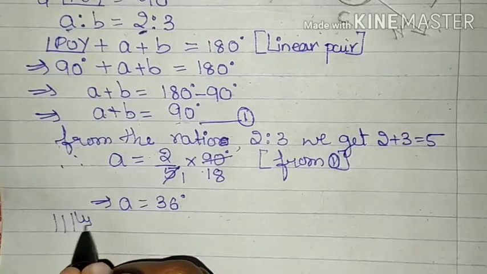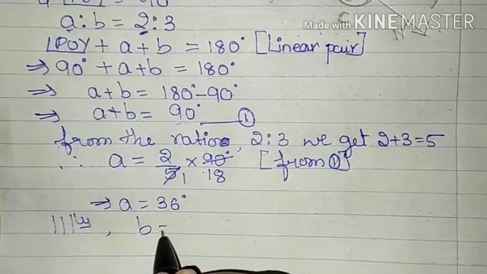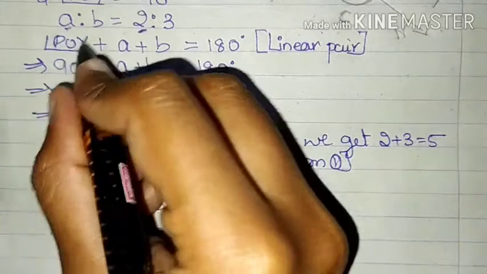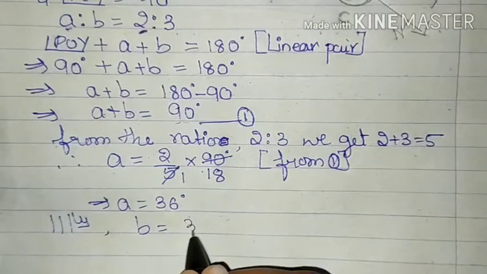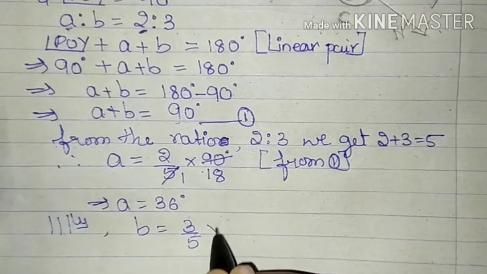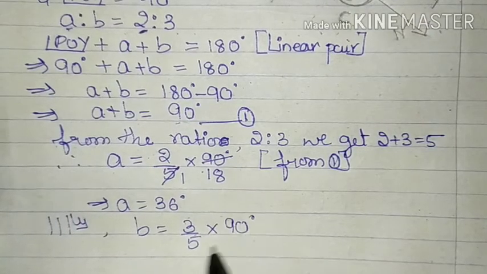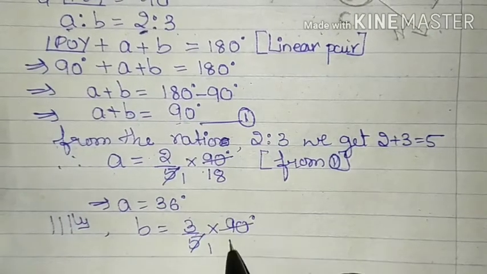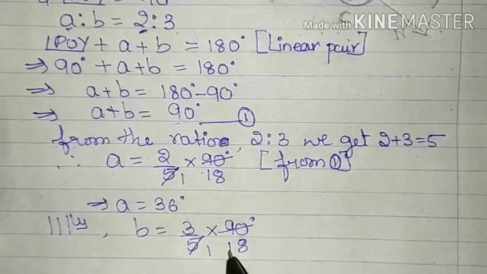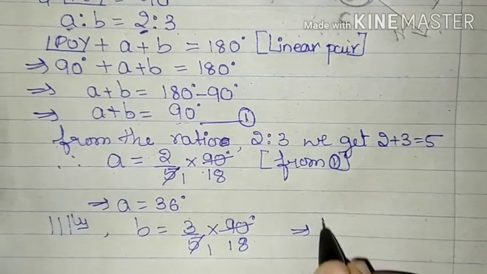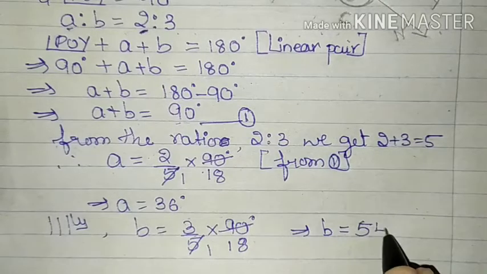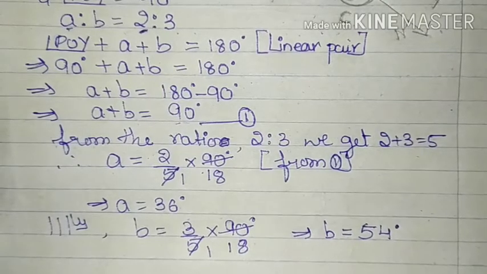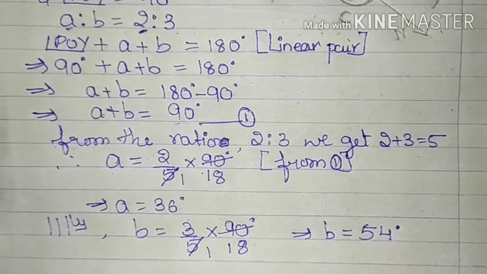Similarly, B is equal to, now the corresponding number in the ratio to B is 3. So B is equal to 3 by 5 into 90 degrees. 5 18s are 90. So this implies B is equal to 18 3s are 54 degrees. These are the values of our A and B.